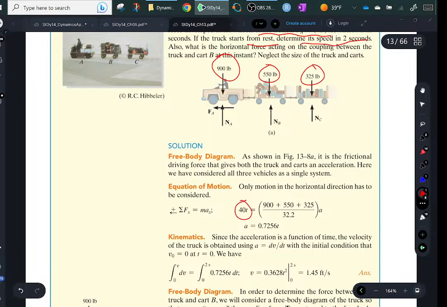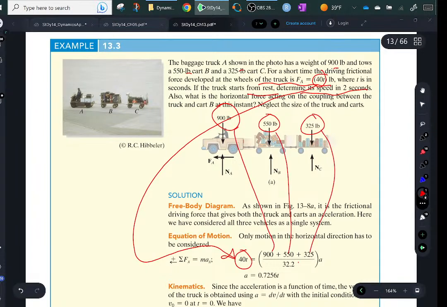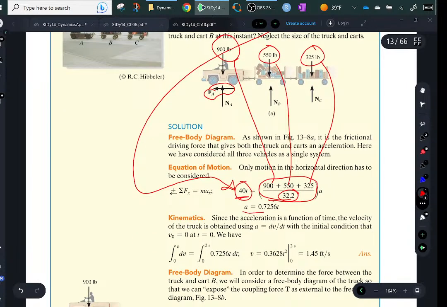Okay, so his 40 t squared becomes this. And then what he's got is 900, 550, 325 divided by that. That gives you the mass. I don't think that's the... So anyway, this is the mass of all those things together. And this is the pulling force right here. And so you just have that.